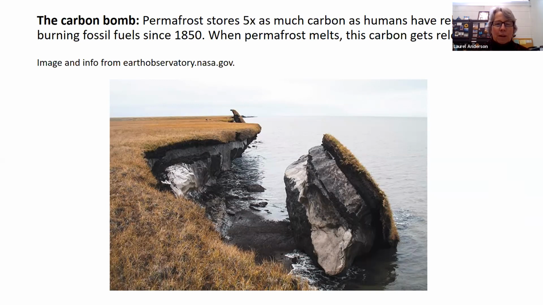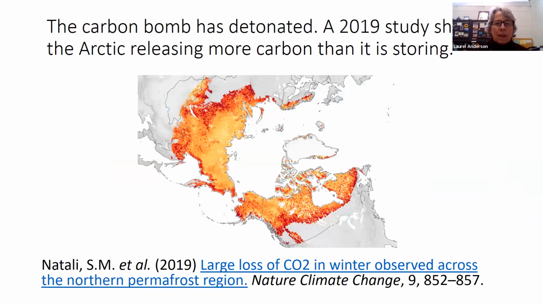And this is just a dramatic picture of a land slump resulting from melting permafrost. But we did have an alarming study in 2019 that showed basically the detonation of this carbon bomb. It's a slow explosion, but it is nevertheless a release of carbon into the atmosphere. And these little red dots are showing places where more carbon is being released than is being stored by plant growth in the Arctic. So that means we've had enough warming of the permafrost to release carbon into the atmosphere.